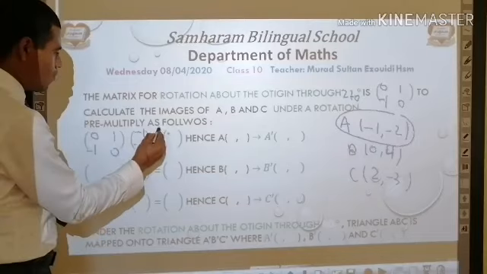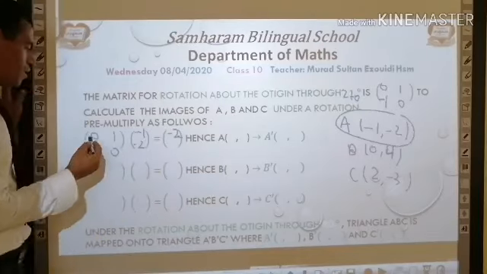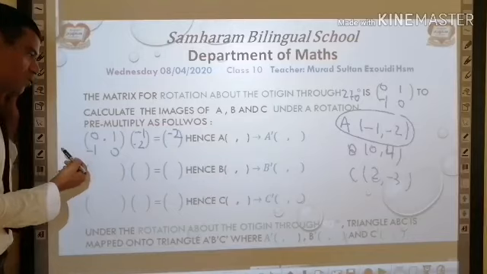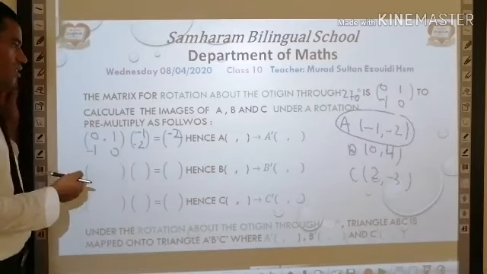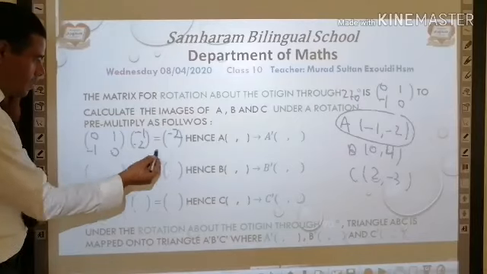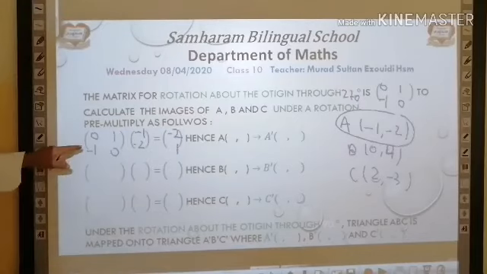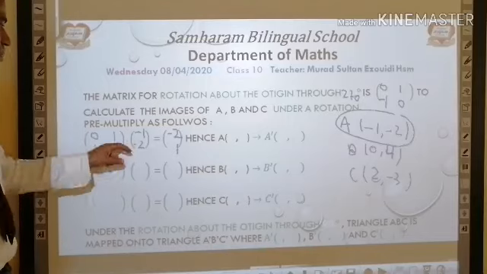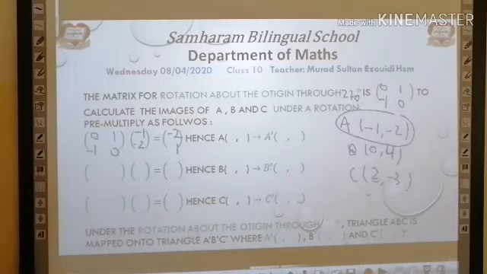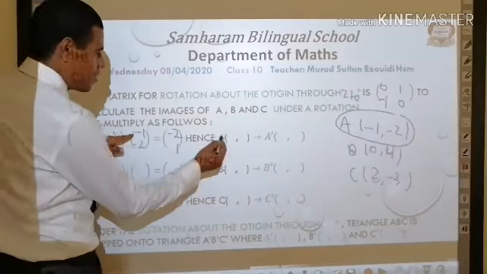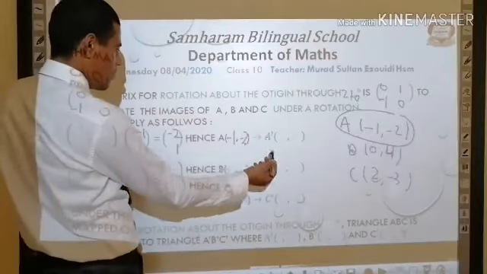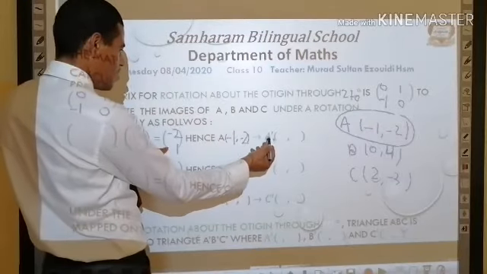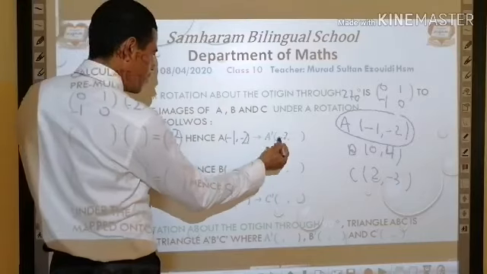It will be negative 2. Why negative 2, Mariam? Because 0 multiplied by negative 1 is 0, 1 multiplied by negative 2 is negative 2, and 0 plus negative 2 is negative 2. Then the second one, this multiplied by this gives 1. Why? Because negative 1 by negative 1 is positive, plus 0 by negative 1 is 0, so 1 plus 0 is 1. Good boy. So A maps to A prime with the coordinates of negative 2, 1.